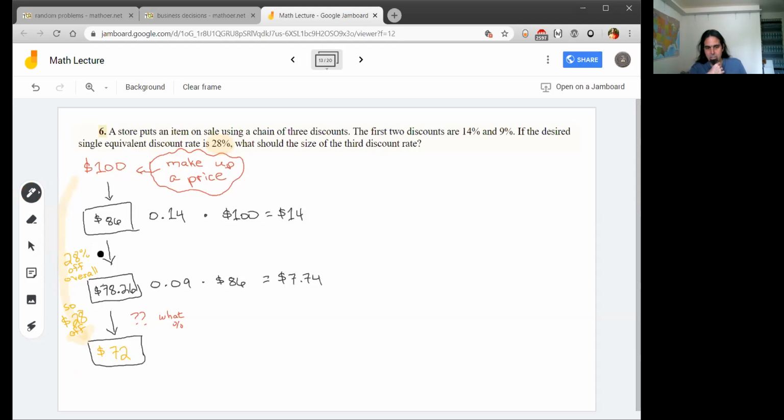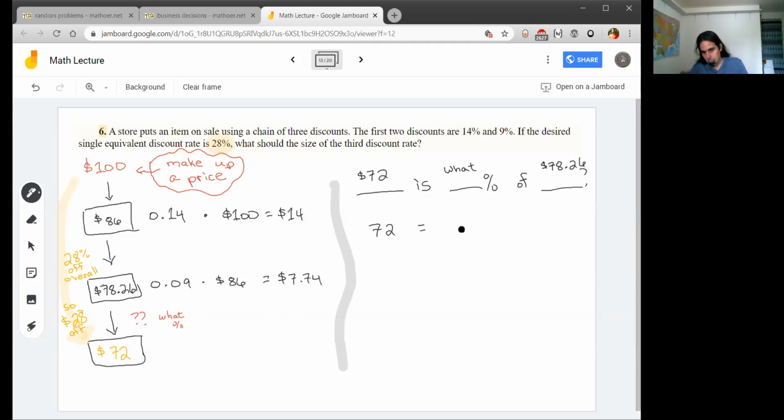Okay, now I can do my last step. So I will think to myself, blank is blank percent of blank, and we want that 72 is what percent of 78? And I've learned from my mistakes and made sure to leave lots of room to write on all the steps that I didn't have room for before.